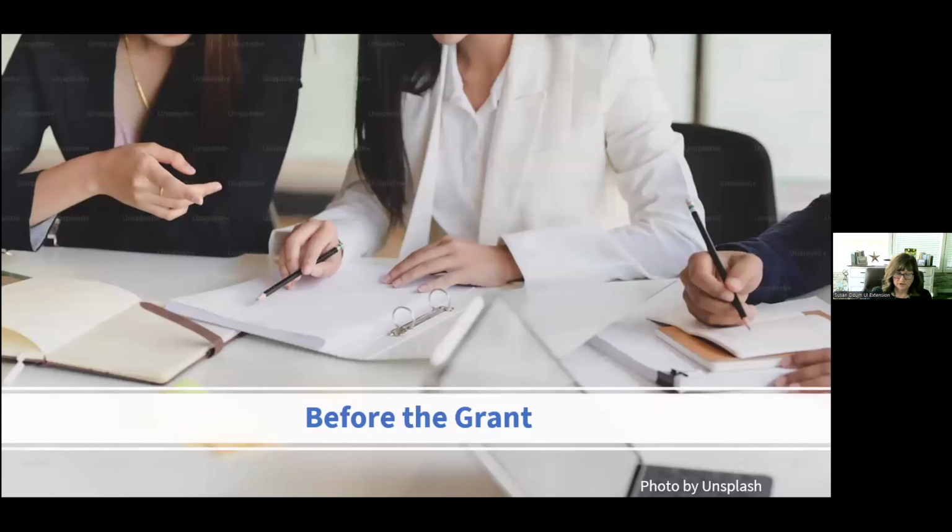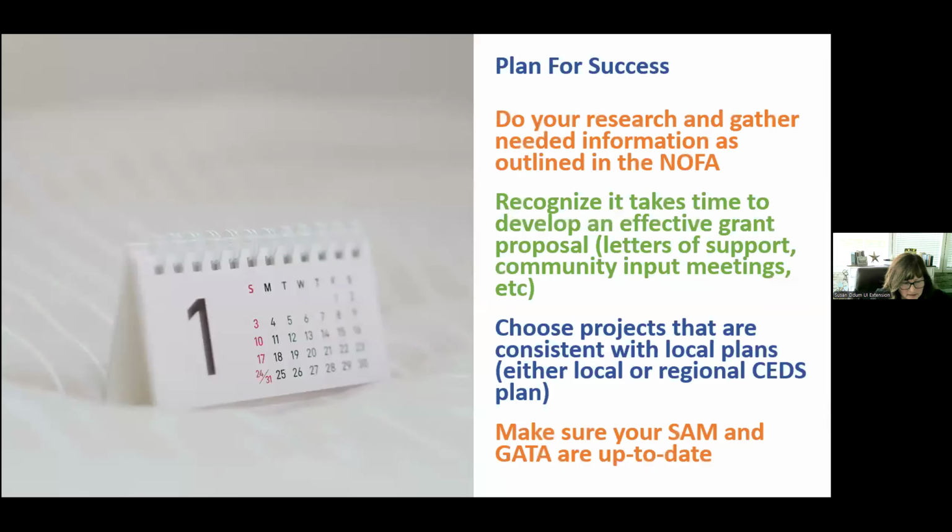So lastly, before I turn this over to the next presenter, I want to talk briefly about planning for success before the grant. So this is certainly not an all-inclusive list, but it's just some things to consider as you plan for success. So you need to do some research, gather some information that's outlined in the NOFO. Maybe if the new NOFO is not out, maybe look at the previous year's NOFO or contact someone who was successful getting an award in the previous round. Ask them about their experience.